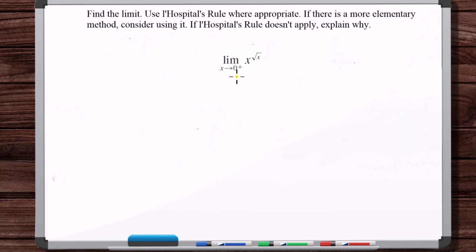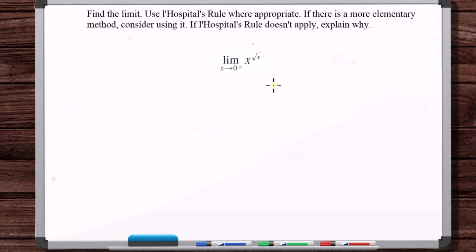Okay, so we plug in 0 here, you get 0 to the 0 power. That's one of those indeterminate powers. How do you solve indeterminate powers? So it was 0 to the 0, infinity to the 0, or 1 to the infinity. Those are all indeterminate power forms.